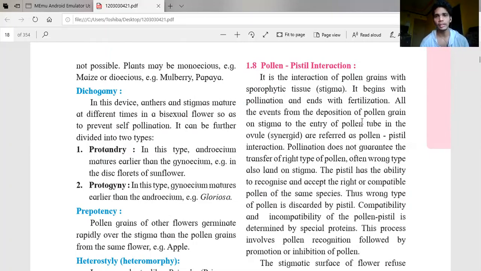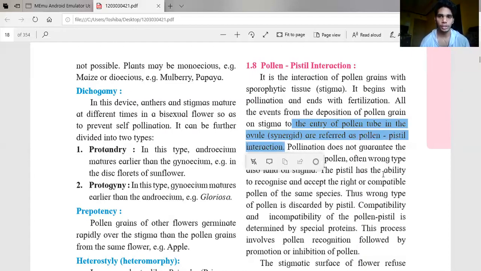All the events from the deposition of the pollen grains on the stigma to the entry of the pollen tube in the ovule, that is the synergids, are referred to as pollen-pistil interaction. So what is pollen-pistil interaction? Here is the answer. The entry of a pollen tube in the ovule, guided by the synergids, is referred to as pollen-pistil interaction.